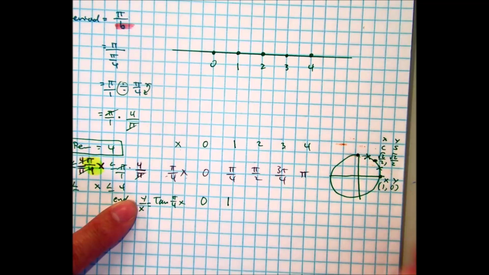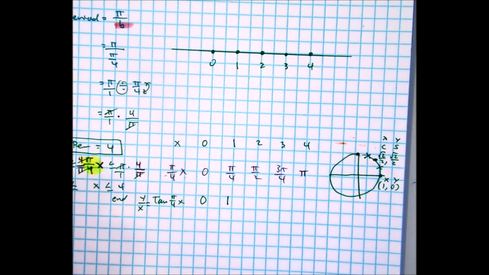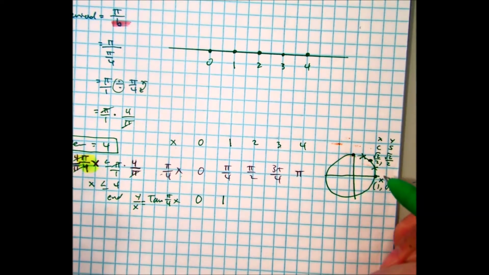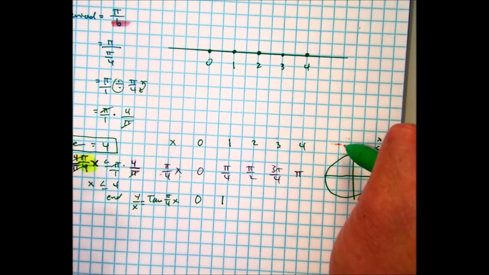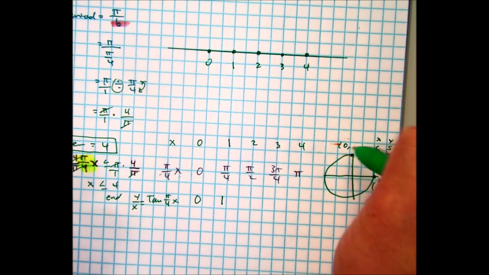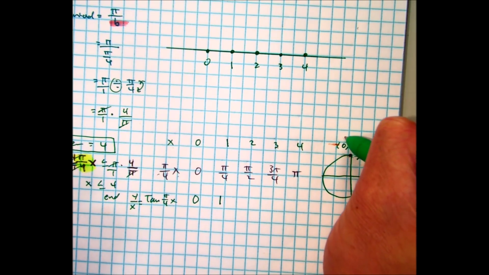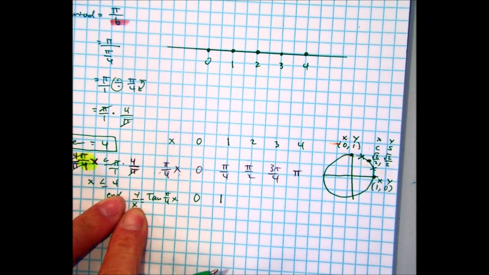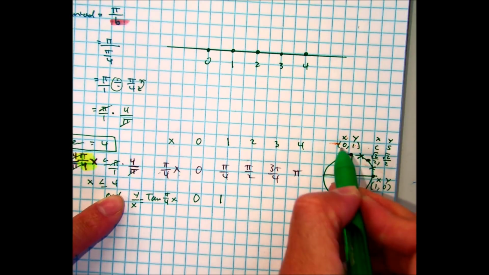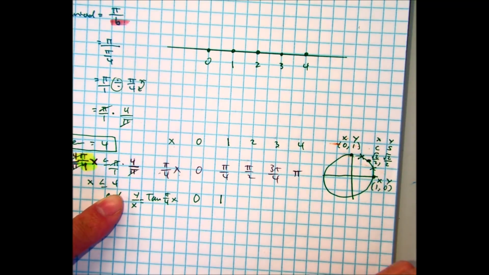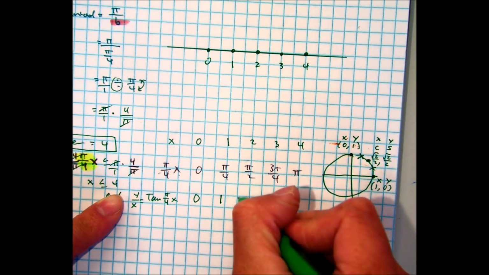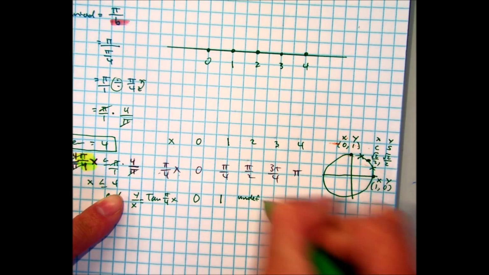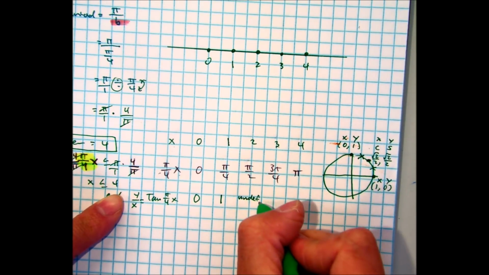Pi over 2 is here. Class, what's the ordered pair for pi over 2? 0, 1. If you get confused, always label it x, y. Tangent is y over x. So that would be 1 divided by 0. Class, 1 divided by 0 is undefined. If you ever get confused, please use your calculator.